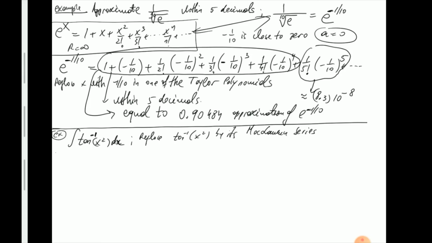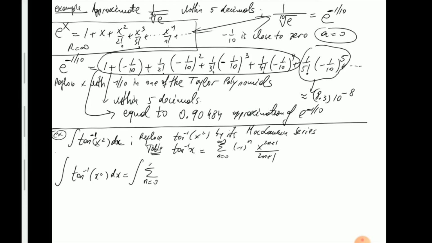And the table of MacLaurin series gives you the fact that inverse tangent of x is actually the summation from n equals 0 to infinity of minus 1 to the n, x to the 2n plus 1, over 2n plus 1. So you have that in the table. So all you have to do inside the integral is to replace inverse tangent of x squared with the series representation for the same function. So that means in the Taylor series representation for inverse tangent of x, you're going to replace x with x squared.